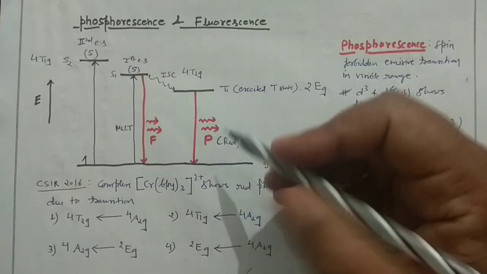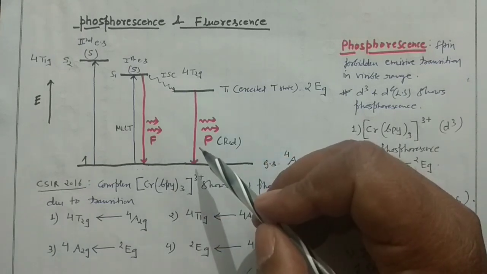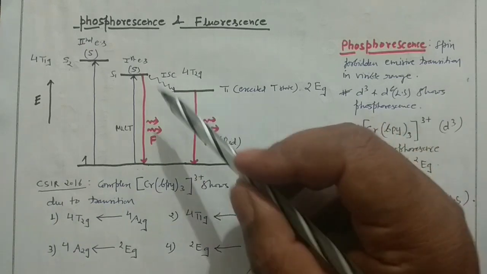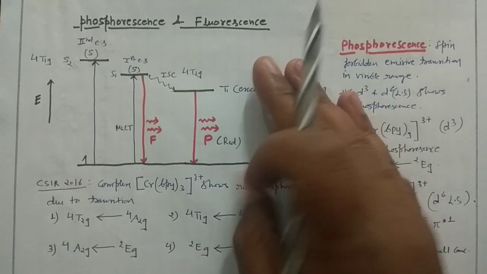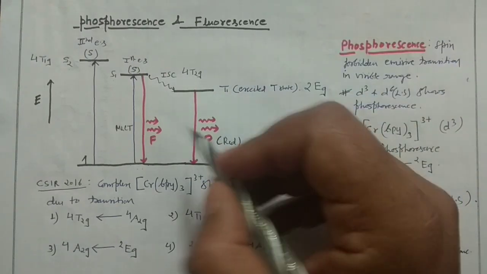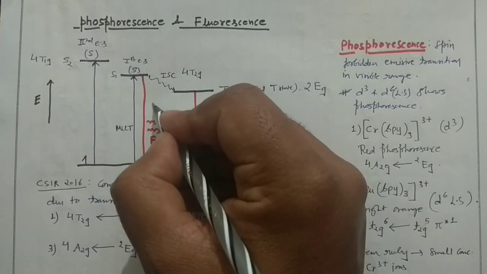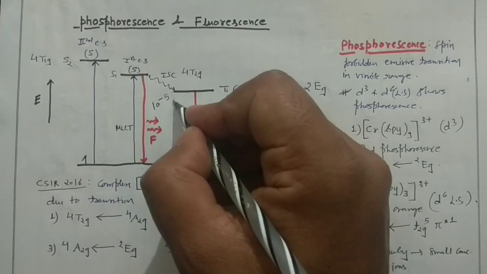But remember one thing, in both cases, whether it is fluorescence or phosphorescence, the transition which is giving the color to the substance is from the excited state to the ground state. This you should remember. Okay, and first of all you should know that fluorescence is a very short time process. It completes in 10 to the power minus 5 seconds.